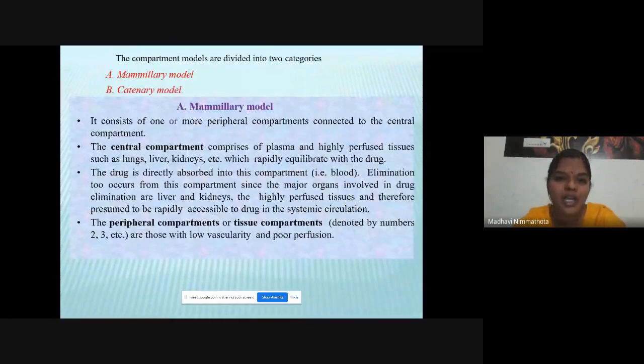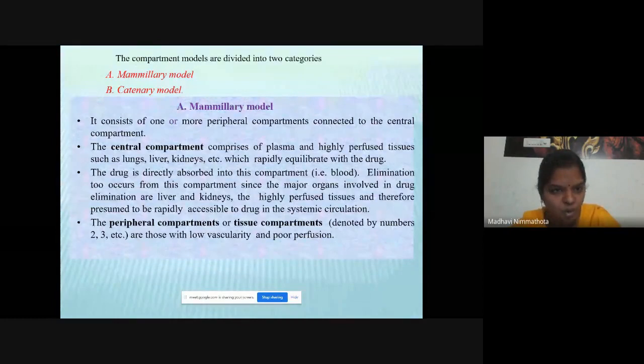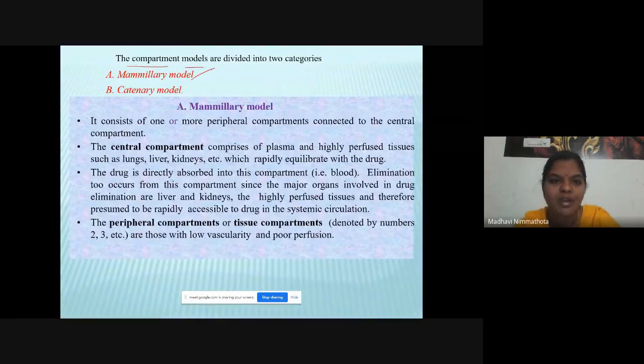How many types of compartment models are there? In pharmacokinetic data analysis, you have majorly three types. The first one is the compartment model, the next one is the physiological model, and the third one is non-compartmental analysis. The compartment models can be divided into two types: mammillary model and catenary model. First I will discuss the mammillary model.